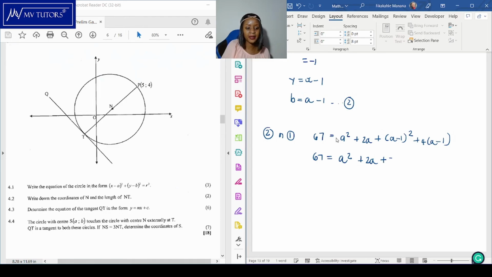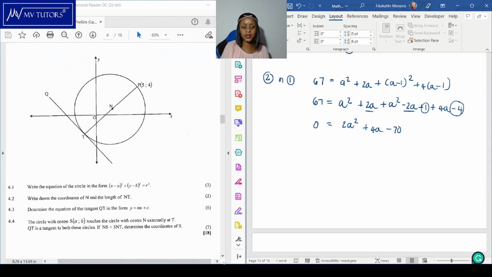Okay, if we expand this, let me try to be quick. a squared minus 2a plus 1, 4a minus 4. Okay, a squared plus a squared, that's 2a squared. 2a minus 2a, they cancel, but I have 4a. And then 1 minus 4 is minus 3. If I take minus 3 to the other side, or if I take 67 this side, I'm going to get negative 70. Okay, and then at this point, you use the quadratic formula.